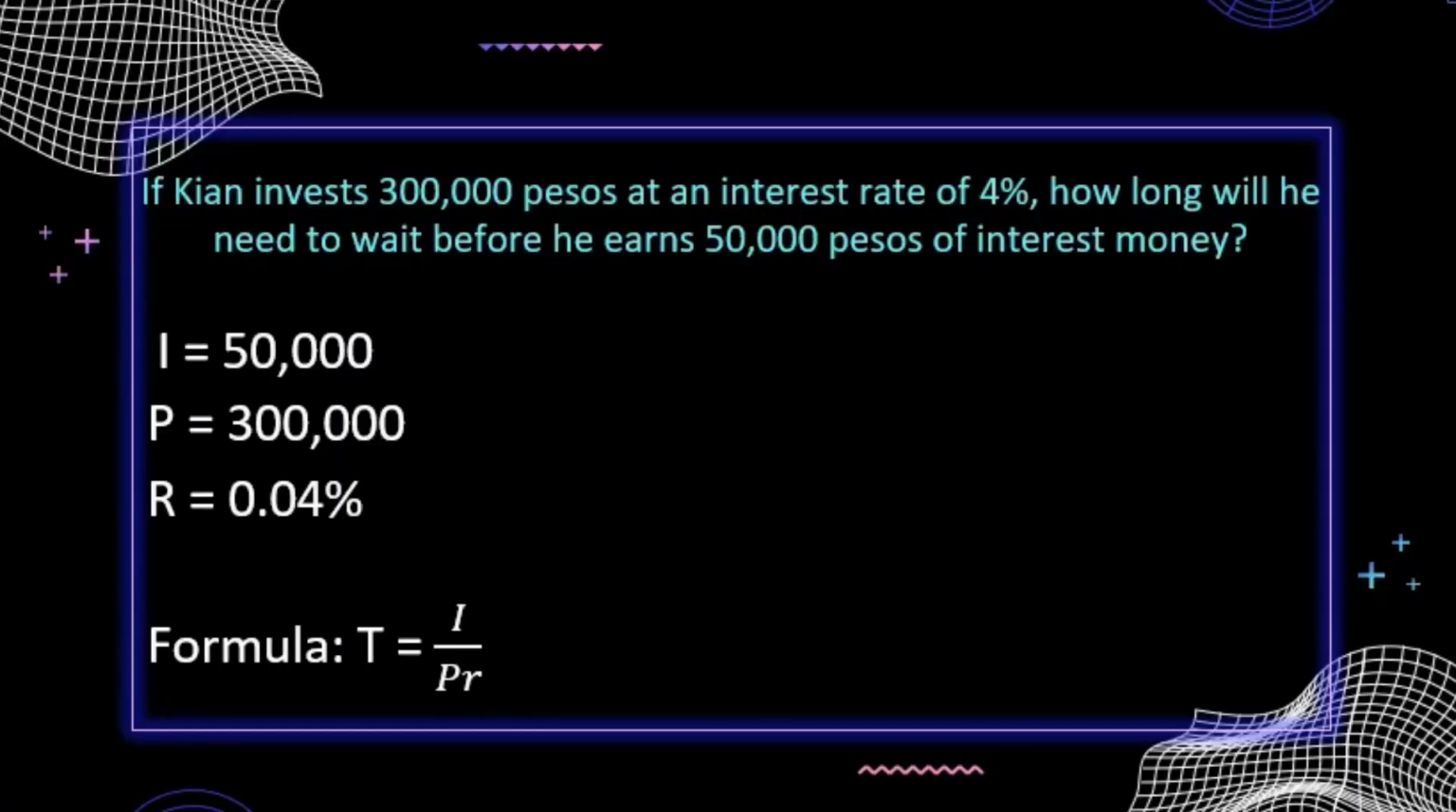When Kian invests 300,000 pesos at an interest rate of 4%, how long will he need to wait before he earns 50,000 pesos of interest money? So, of course, step 1, list all the given values in the problem. And step 2, since we are finding the term of loan, we're going to use the formula term of loan is equals to interest divided by principal amount and multiplied by rate.